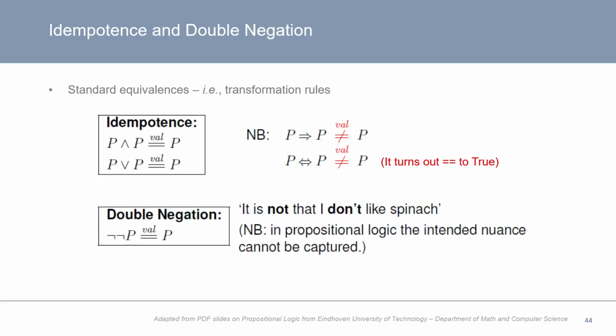Double negation is also straightforward. If you have two negation symbols next to a P, they can be reduced to P alone. Basically, this is like a double negative, such as "it is not that I don't like spinach," which means the same thing as "I like spinach."